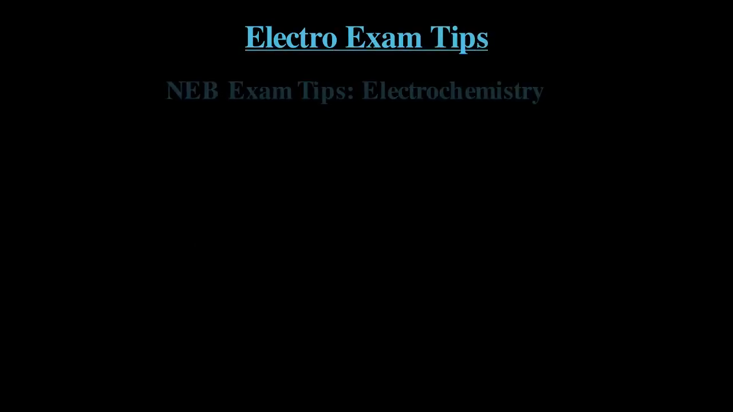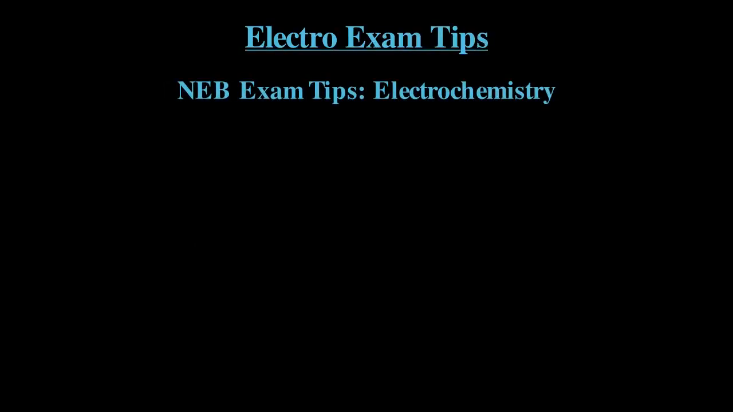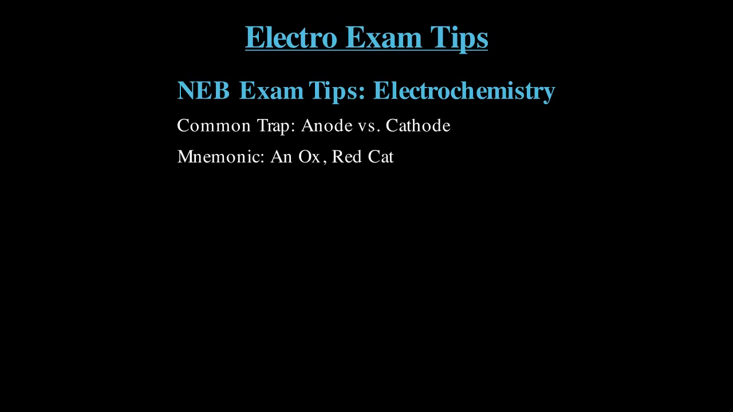Now for some exam tips. Pay close attention. A common trap is mixing up anode and cathode. Remember, oxidation at anode, reduction at cathode. Use the mnemonic An Ox, Red Cat. NEB loves asking numericals based on the Nernst equation, so you must memorize it.